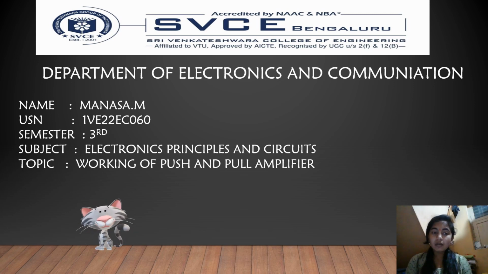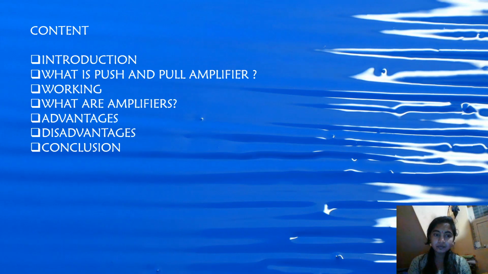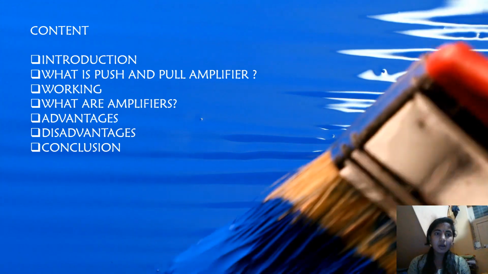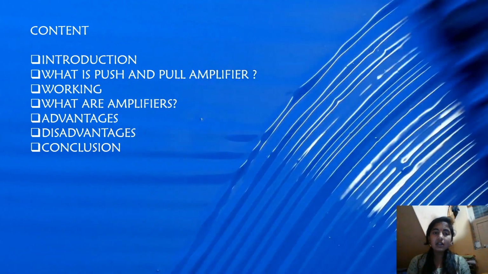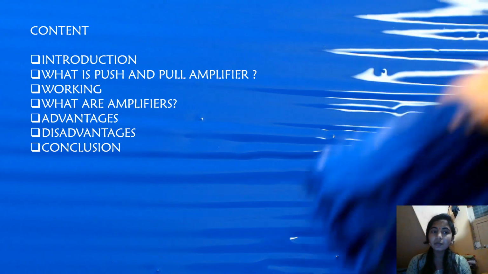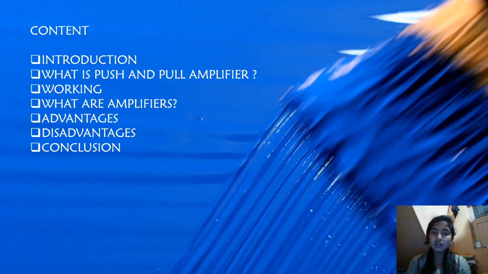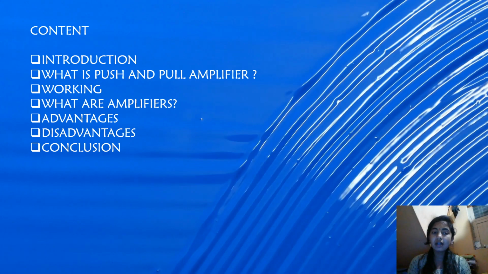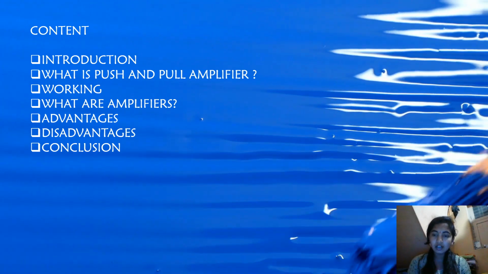Today I came with the subject Electronic Principles and Circuits. The topic is the working of the push-pull amplifier. Let us see the table of contents. First, introduction: what is a push-pull amplifier and its working? What are amplifiers? Advantages, disadvantages, and conclusion.